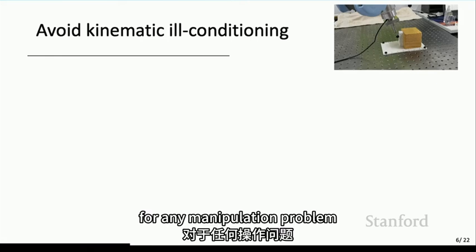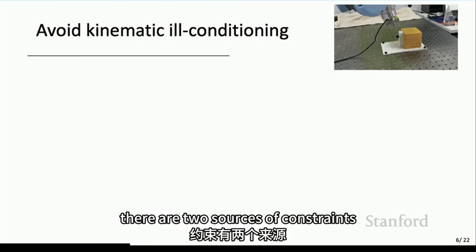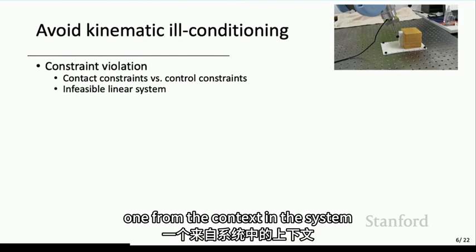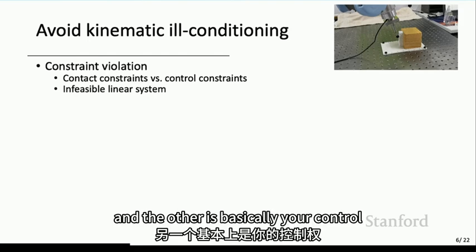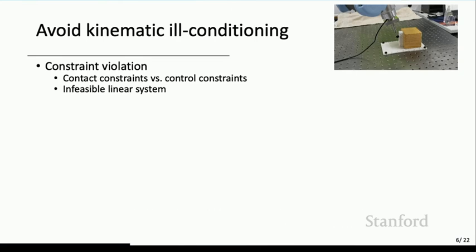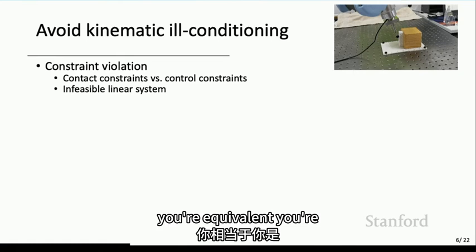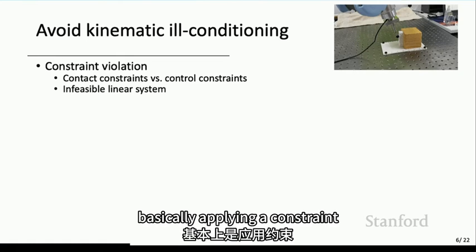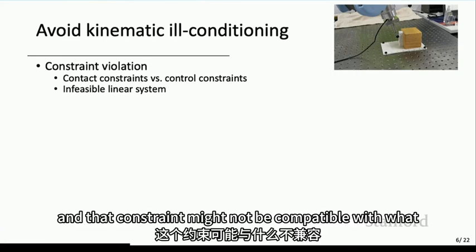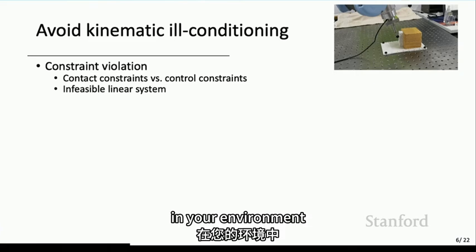For any manipulation problem, there are two sources of constraints. One from the context in the system. The other is basically your control. So if you apply high stiffness, like very rigid control on a robot, you're basically applying a constraint to the system. And that constraint might not be compatible with what already exists in your environment.